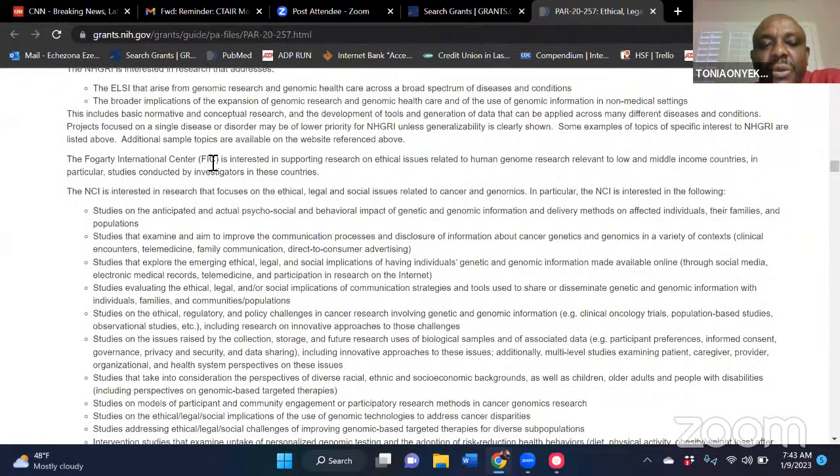Again, the NCI, if you remember, there were many institutes. So each of the institutes said what they need to do. So for example, this is NCI. So if you're an oncologist, whether you're a surgical oncologist, medical oncologist, radiation oncologist, this is one area that you want to look at. And it tells you their area of interest: studies that examine and aim to improve the communication process and disclosure of information about cancer genetics in a variety of contexts: clinical encounter, telemedicine, family communication, direct to consumer. So this is a very good, important area for you.